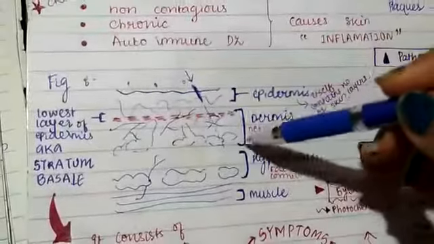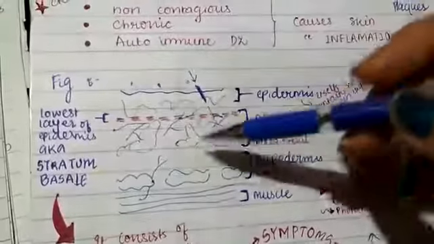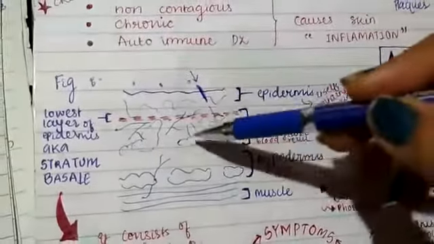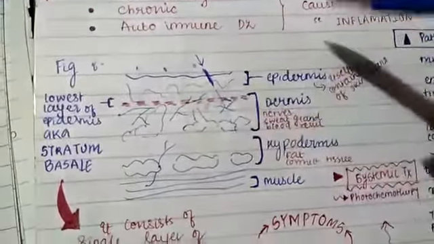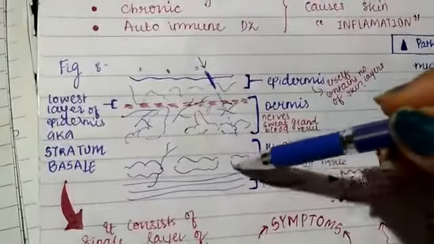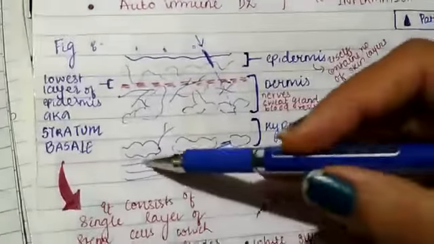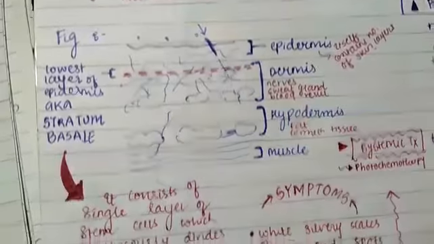Then comes the second layer, which is the dermis. In there, there is the presence of nerves, sweat glands, blood vessels, lymph vessels, etc. The third layer is the hypodermis. Hypodermis consists of fat cells and connective tissue. And then comes the last layer of muscles.